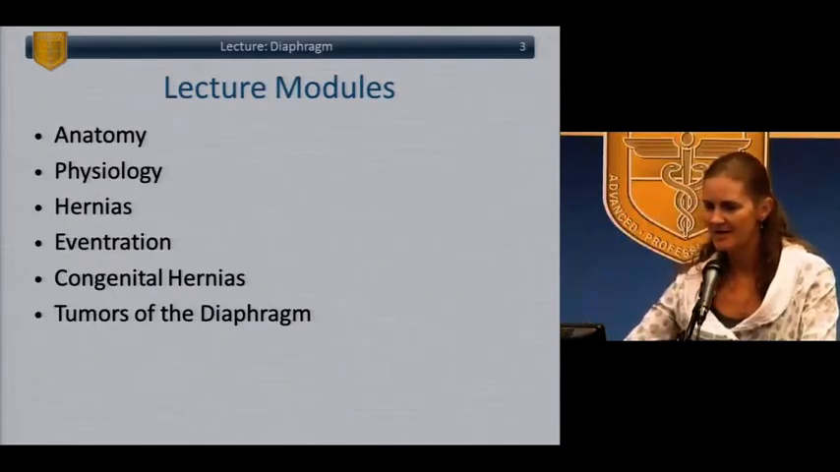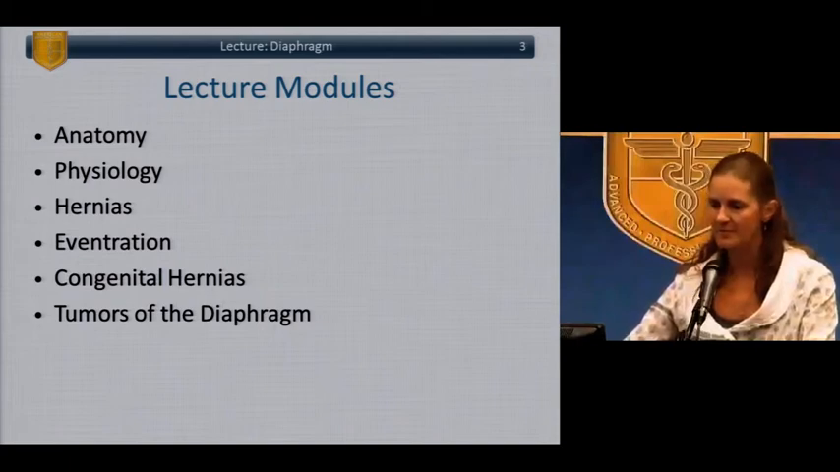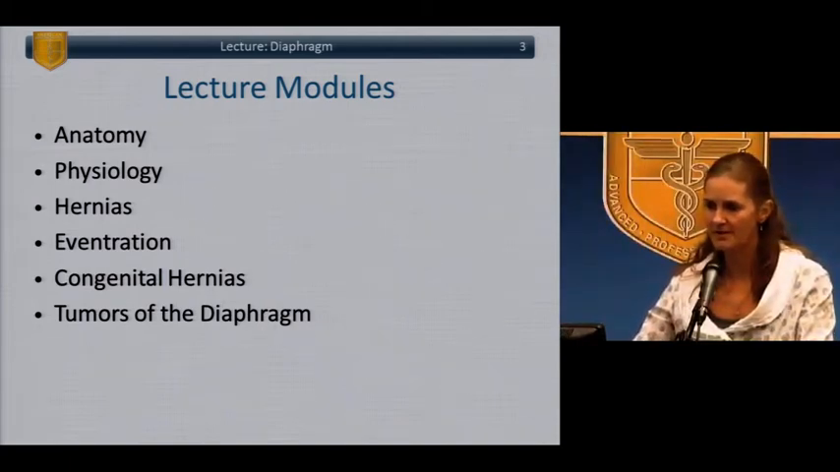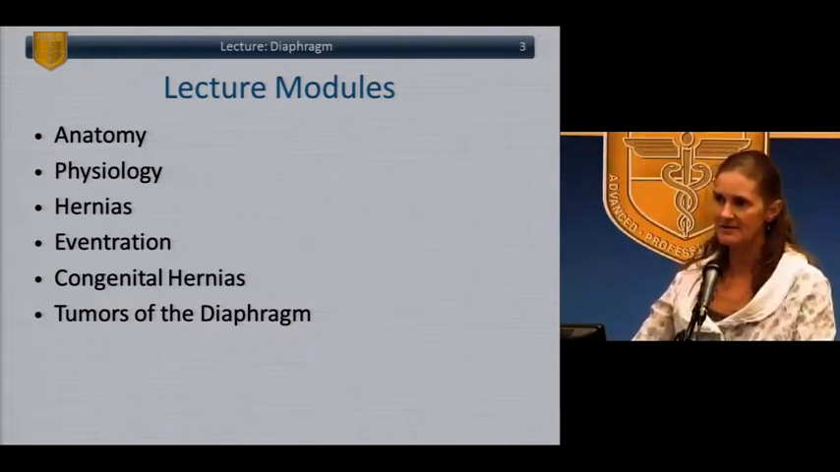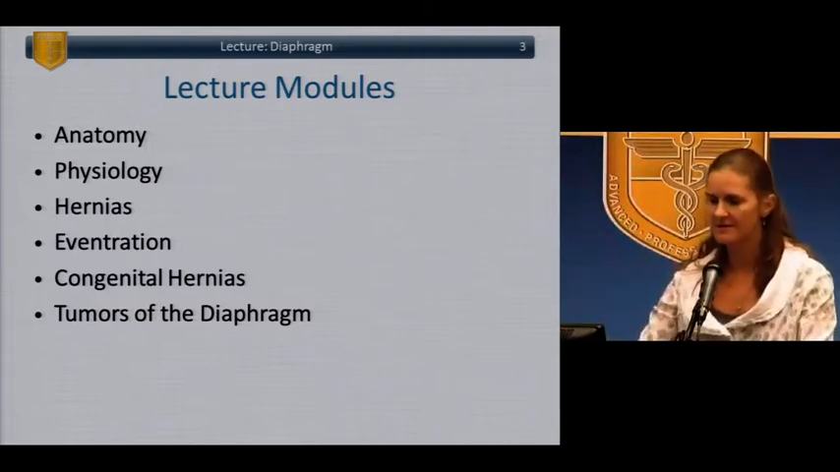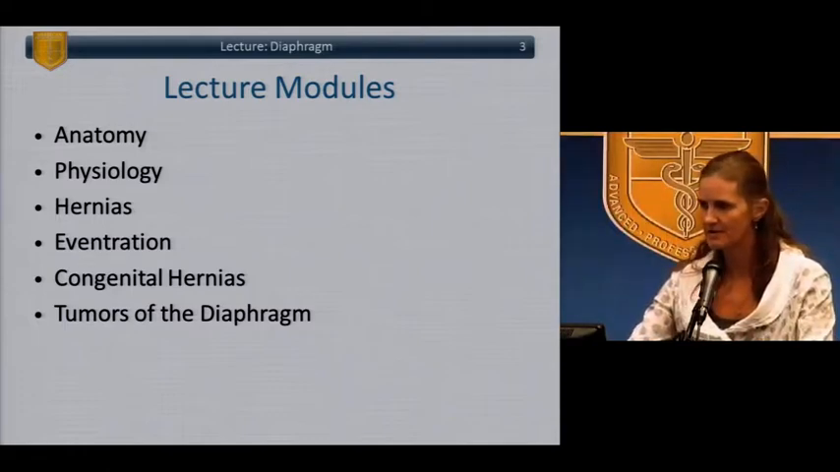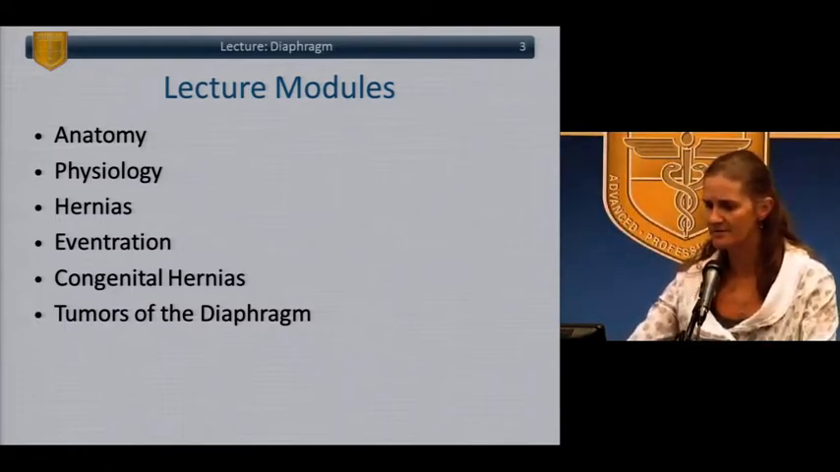Okay, we're going to talk about the anatomy of the diaphragm, the physiology of the diaphragm very briefly. Then we'll talk quite a bit about the hernias, a little bit about eventration, because again, that's something we hardly ever see, but I'm sure you're going to see it, congenital hernias, and then some tumors of the diaphragm, which are rare, but at least just to understand an approach of how you might resect them.